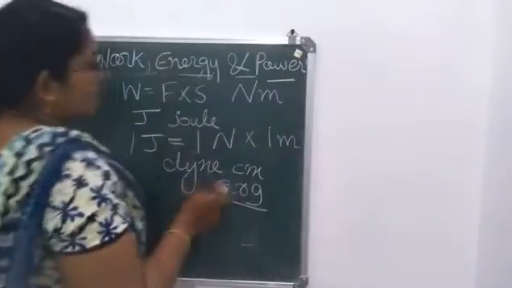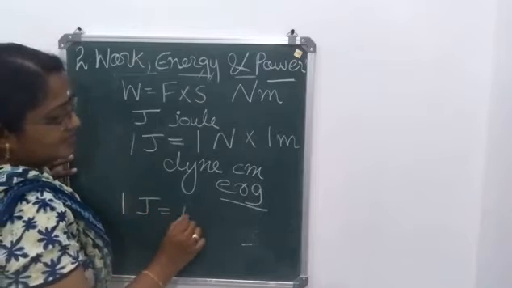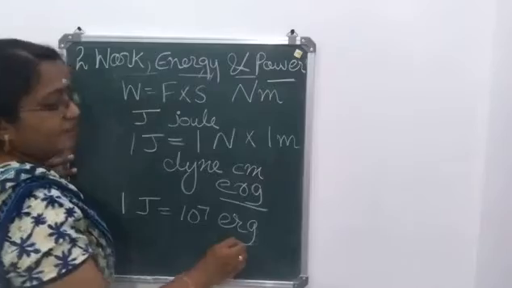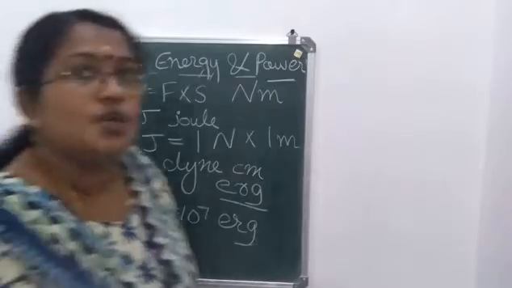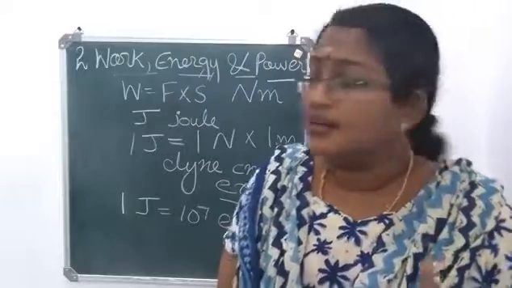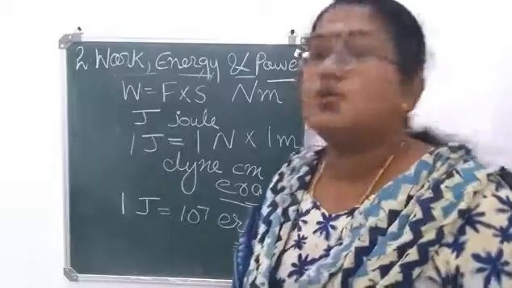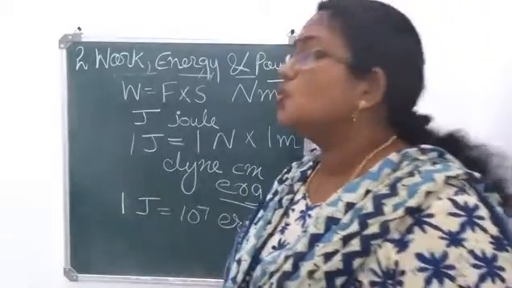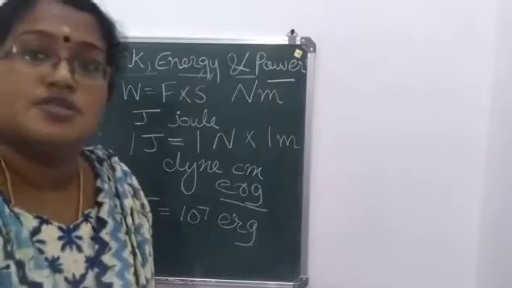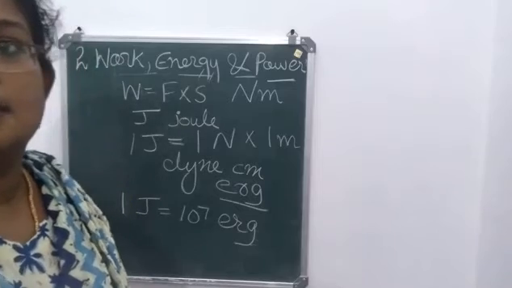And there is a relation connecting these two. 1 joule is equal to 10 raised to 7 erg. Okay. The relation connecting Newton and dyne is 1 Newton is equal to 10 raised to 5 dyne. Already we learned that. Here 1 meter is also coming, so it will become 10 raised to 7. So 1 joule is equal to 10 raised to 7 erg. So is it clear? With this we completed the topic work. Okay, thank you.